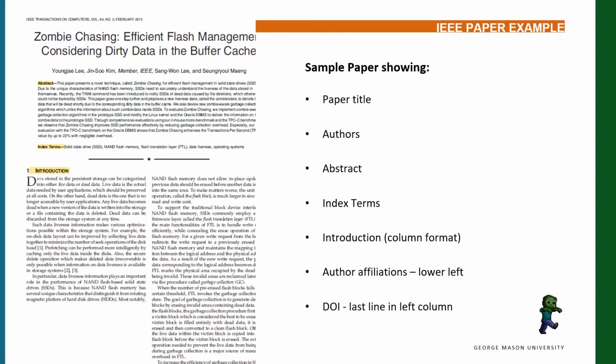As you look at the example, note some of the parts of the paper on this first page. The title, abstract, index terms, and introduction are all found here. Other information included are the names of the authors and their affiliations in the lower left corner. Other information on the lower left includes the article digital object identifier as well as the publication timeline.